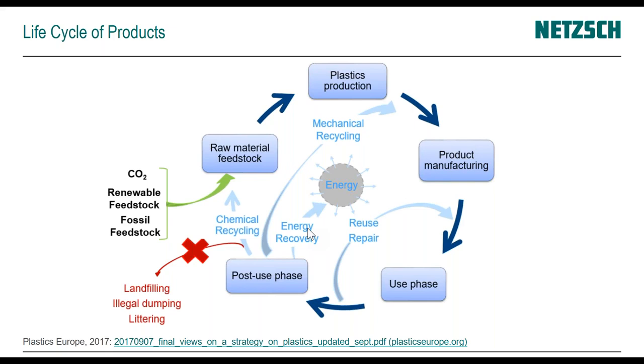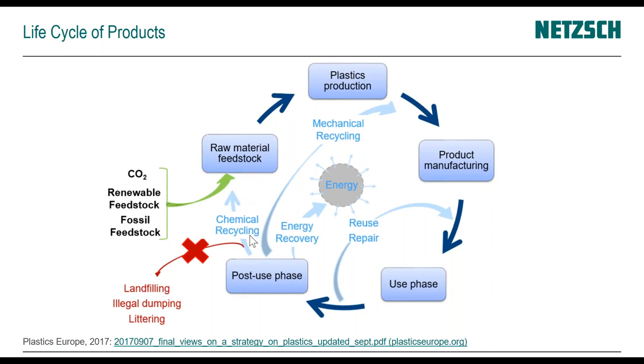Then the typical recycling route that we mostly talk about is mechanical recycling, where we collect that material and grind it and reuse it in new products. So we omit the plastics production, and we don't need to use new material. We often call that virgin material, but we use this regrind in 100% or mixed with virgin material to produce new products.